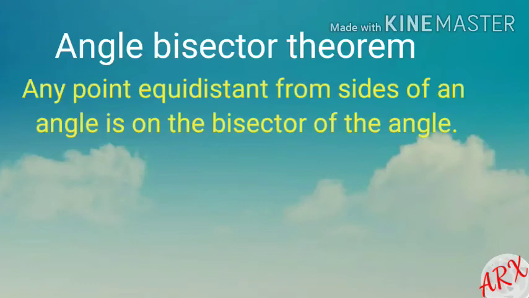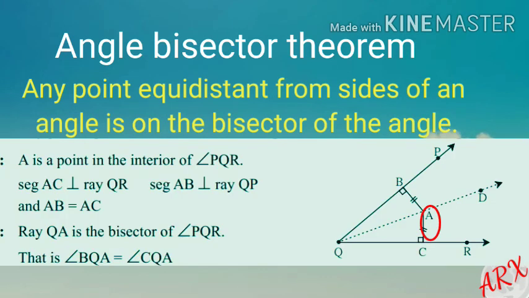Its second part, the converse, states that any point equidistant from sides of an angle is on the bisector of the angle. For example, A is a point on the interior of angle PQR, segment AC perpendicular to ray QR and segment AB perpendicular to ray QP and AB equal to AC. Therefore, ray QA is the bisector of angle PQR, that is angle BQA equal to angle CQA.